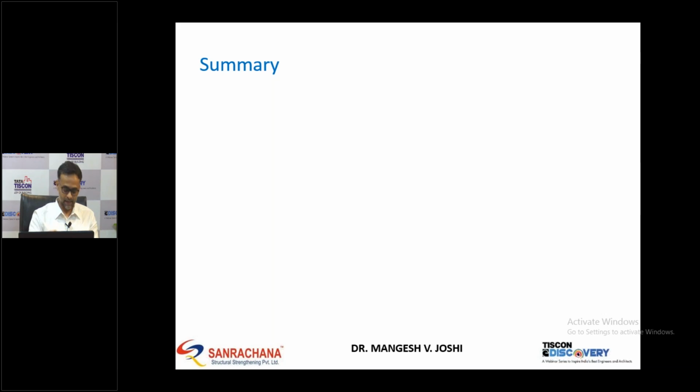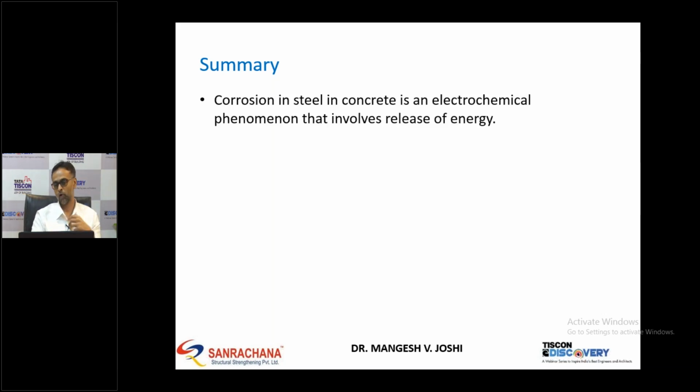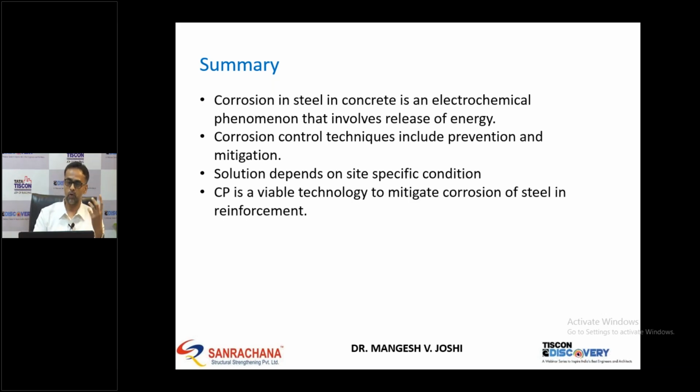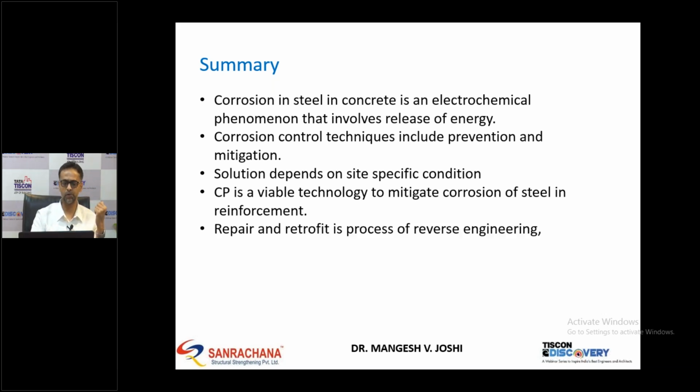To summarize the entire presentation, we saw the corrosion process in RCC, and it is really an electrochemical process, and it involves release of energy. Corrosion control techniques include prevention and mitigation, and we discuss different solutions depending on the situation. Cathodic protection, CP, is viable technology to mitigate corrosion of steel and reinforcement. I will not say that we discuss in details, but we just showed you the highlights, that how it can be worked and how it can be put into use.